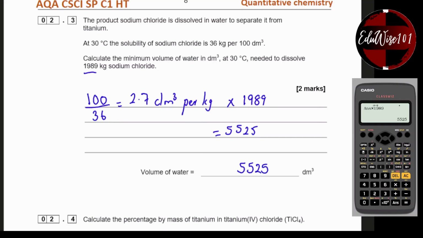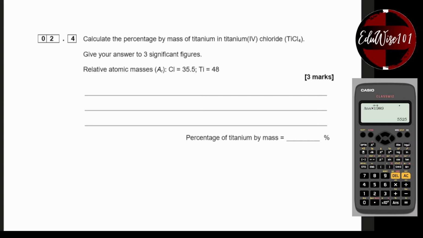Question 2.4. Calculate the percentage by mass of titanium in titanium 4 chloride, which is TiCl4, 1 atom of titanium and 4 atoms of chlorine. Give your answer to 3 significant figures. That definitely carries 1 mark, to give your answer in 3 significant figures.